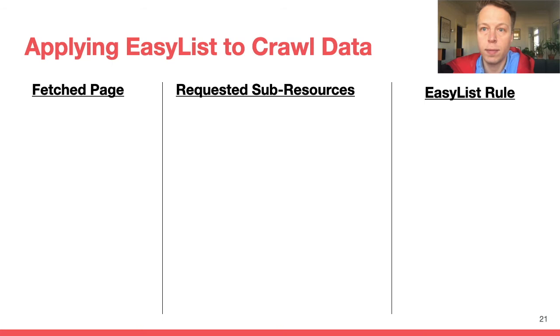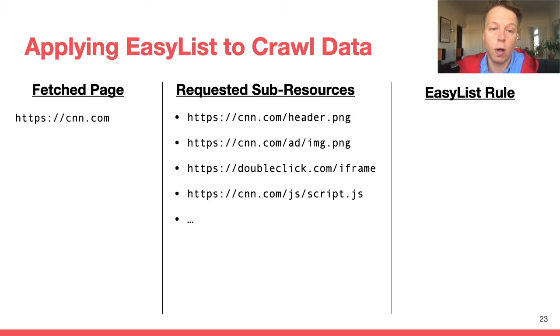So once we selected our pages, we need to understand both what resources were fetched during the page's loading and also how EasyList affected that. So say we were loading cnn.com, we would note all the resources that were loaded on cnn.com. So here's some images, an advertisement from DoubleClick, a JavaScript file, things like this.